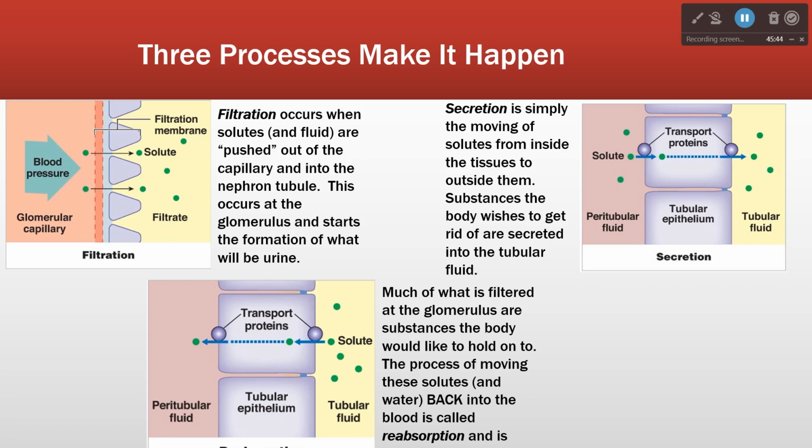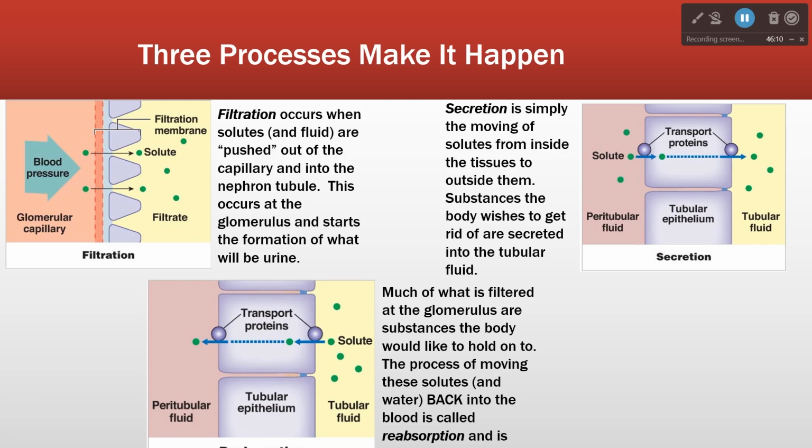So, filtration has to be coupled with reabsorption. This filtration pushes everything out. Reabsorption selectively pulls good stuff back in, okay? Secretion then is the body, after filtration has occurred, further adding stuff to the urine.